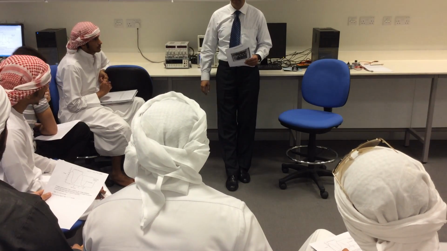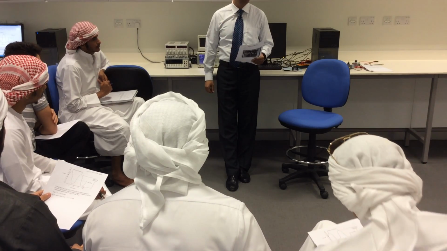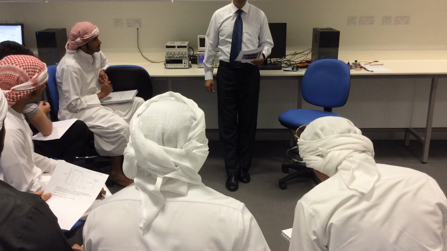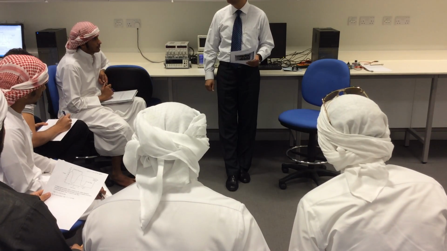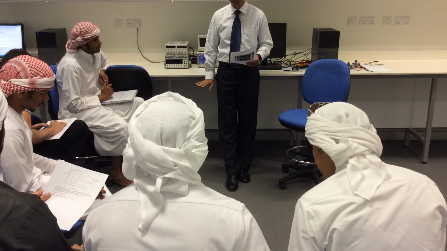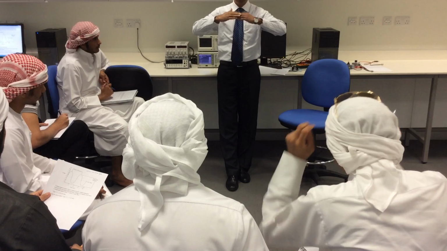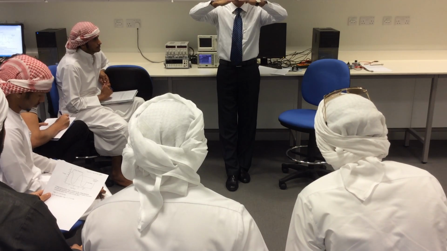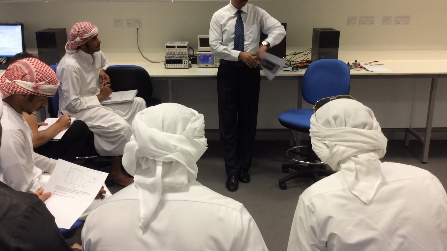If you add DC offset voltage, then your signal will start from the value of the DC offset. So your DC offset will shift your signal up by the value of the DC offset. Okay, so now let's look here.